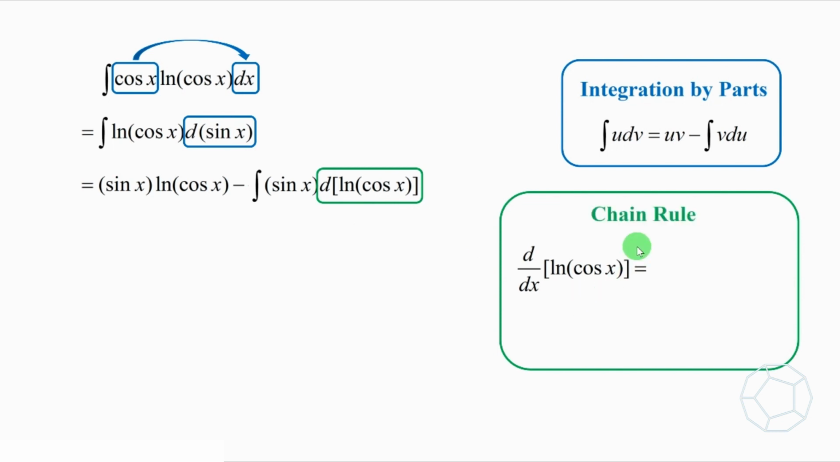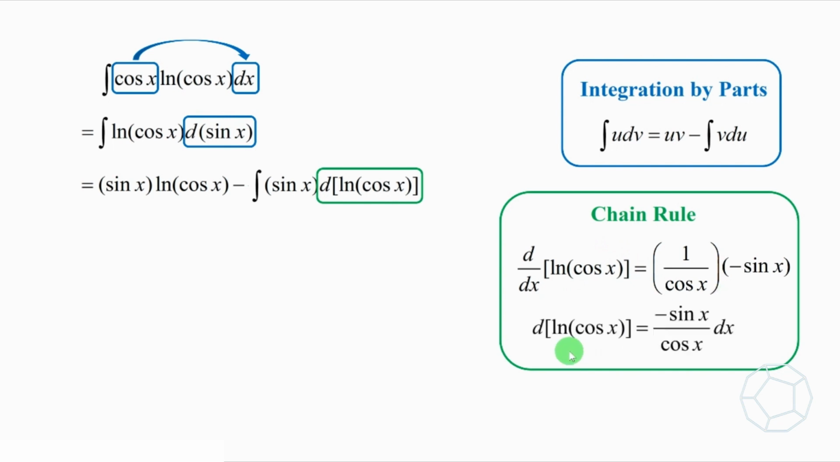Here, we use the chain rule. Differentiate log is equal to 1 over cosine x. Then we differentiate the term cosine x inside the bracket, which is equal to negative sine x. Therefore, d bracket log cosine x is equal to negative sine x over cosine x dx. We do not change this fraction to negative tangent x, as you will see the reason in a second.